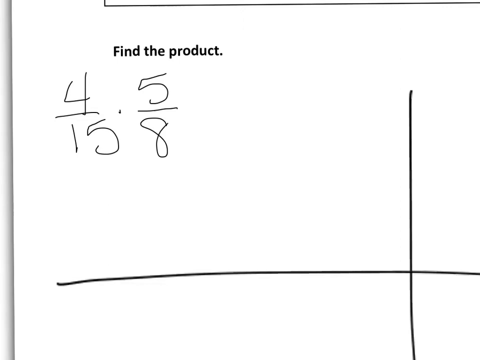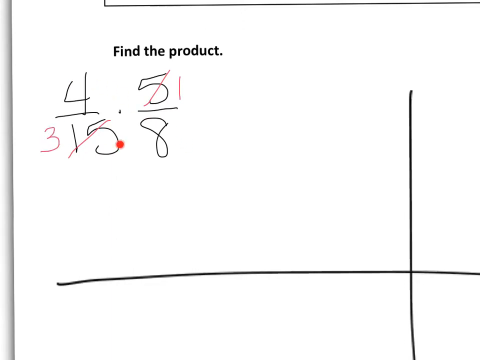What cross-reduce means is you are going to look along your diagonals, and you're going to look if there's anything that those numbers have in common. So if I start here with 5 and 15, I notice that they have a 5 in common. So I'm going to divide out a 5 from both of those numbers. 5 divided by 5 gives me 1. 15 divided by 5 gives me 3.